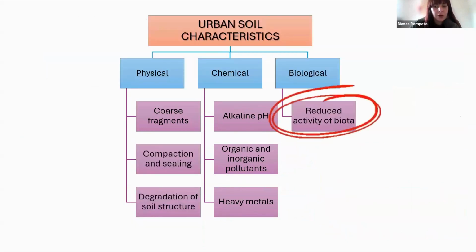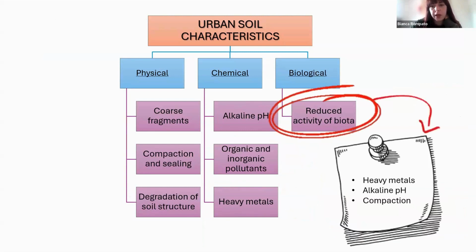Another characteristic of urban soil is the reduced activity of the biotic component, principally caused by the described features: accumulation of heavy metals, alkaline pH, and compaction too.